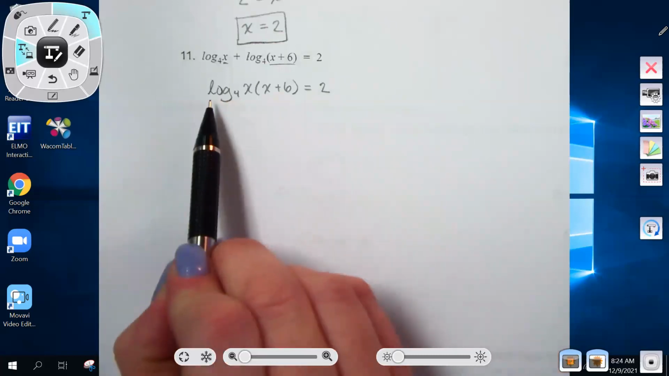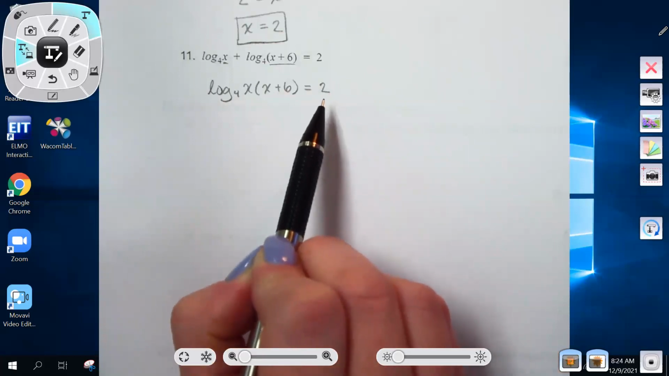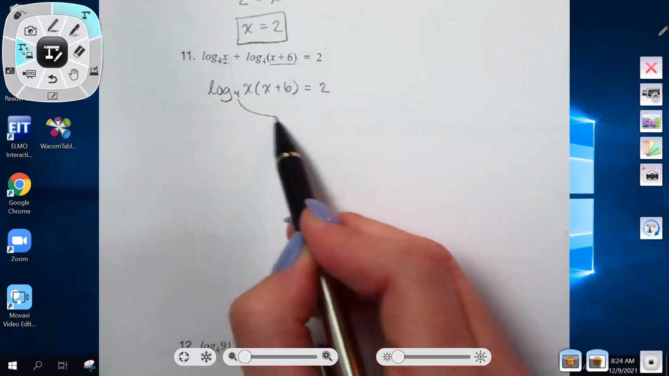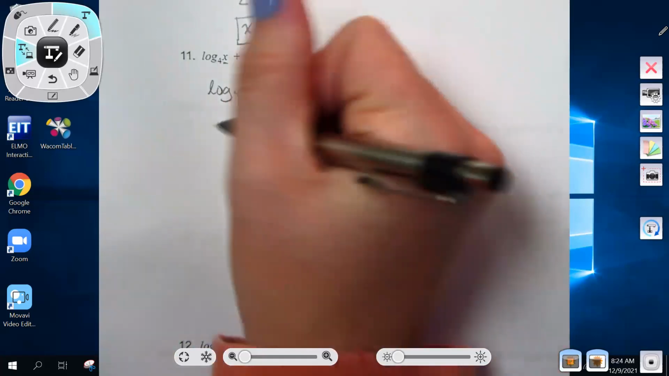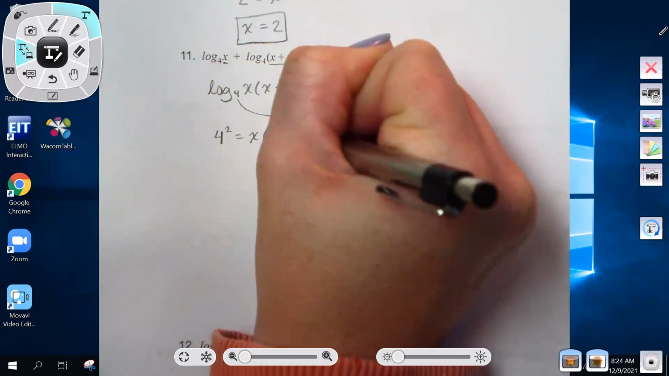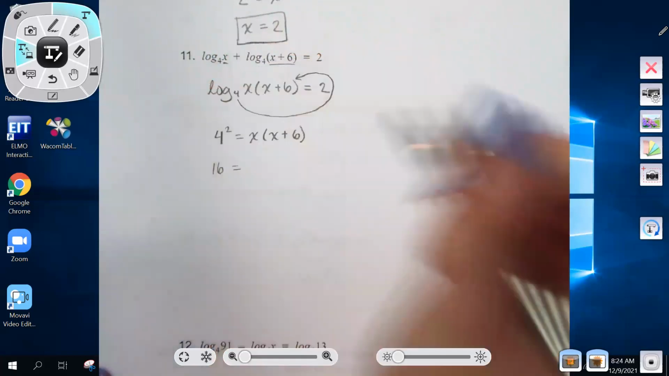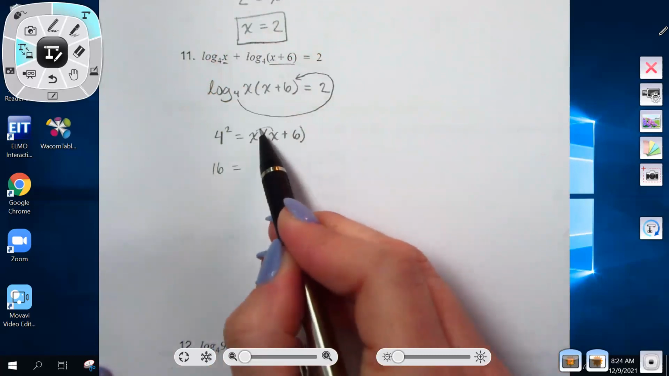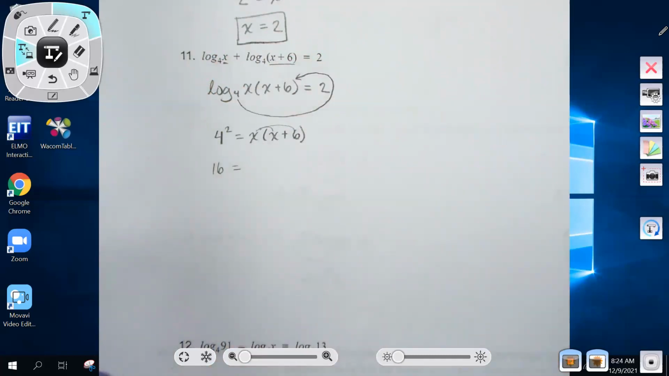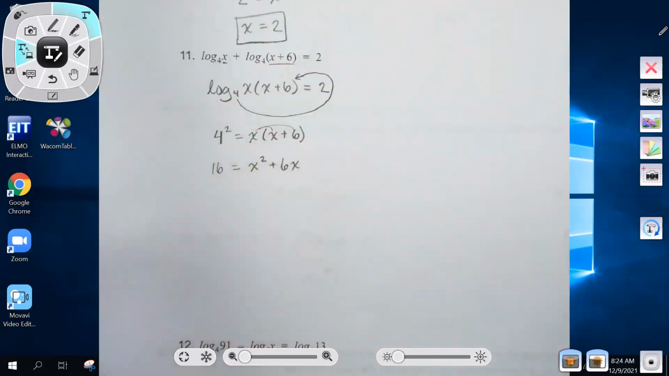Okay, now we're to the point where we have one logarithm on one side with just a number on the other side. So just like on number 9, we're going to change this to exponential form. So we get 4 squared equals x times x plus 6. Four squared is 16. X times x plus 6, we need to distribute the x. So we get x squared plus 6x.